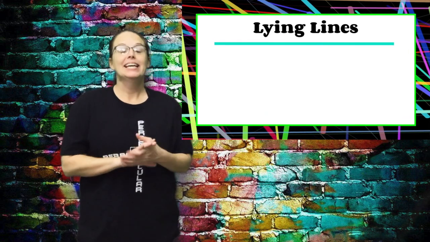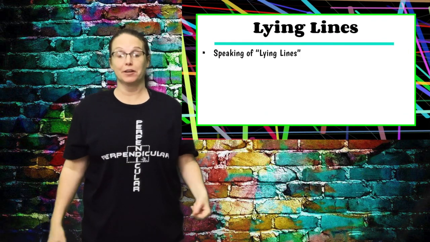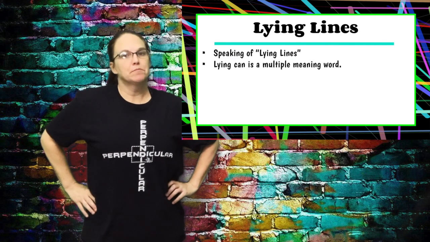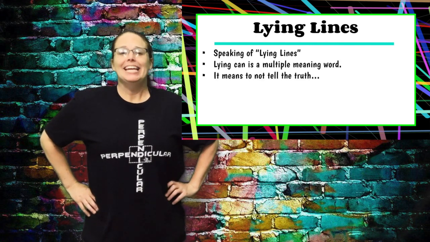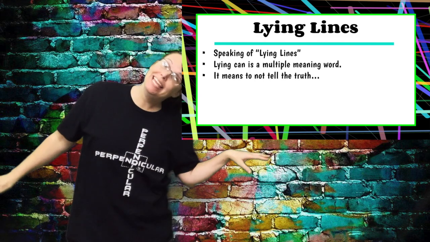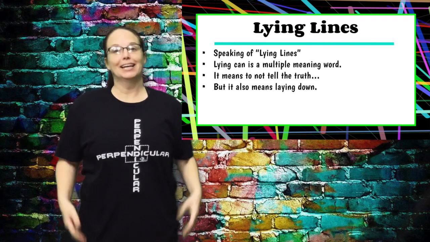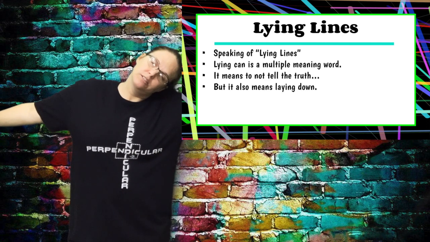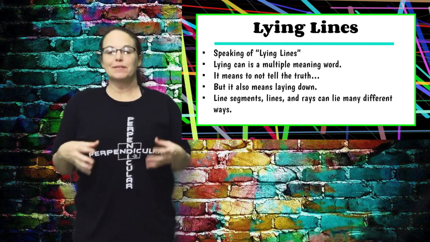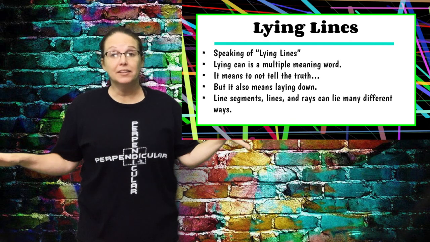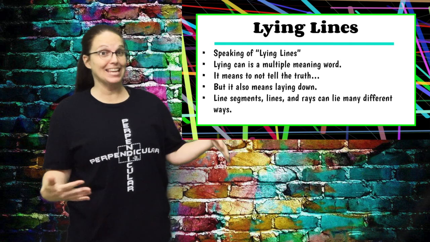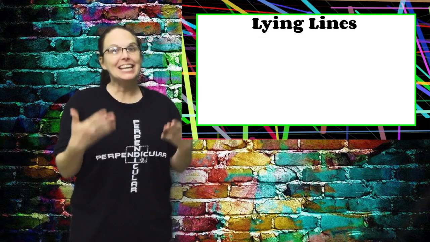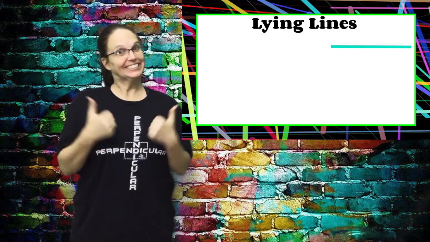So our lesson is called Lying Lines. Speaking of lying lines, lying, like I said earlier, can be a multiple meaning word. It can mean to not tell the truth, like I'm sure several of us have gotten in trouble for this weekend or week or however long we've been out. Anyway, but it can also mean to be laying down on the ground, like horizontal, okay, like snorizontal. Okay, line segments, lines and rays don't just lay horizontal. They can lay lots of different ways. So therefore they're lying lines. They're lines that are lying in different ways. That's why I decided to name this presentation Lying Lines.